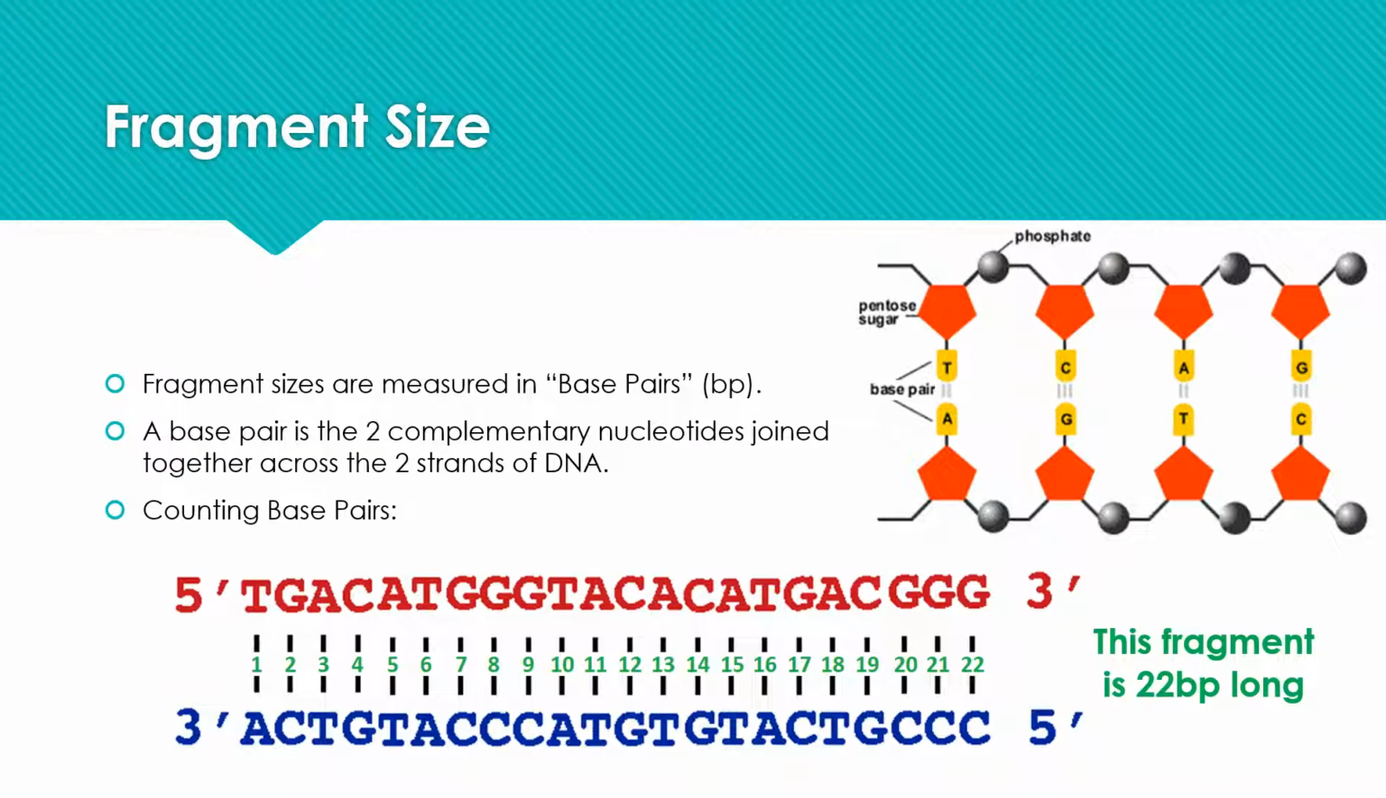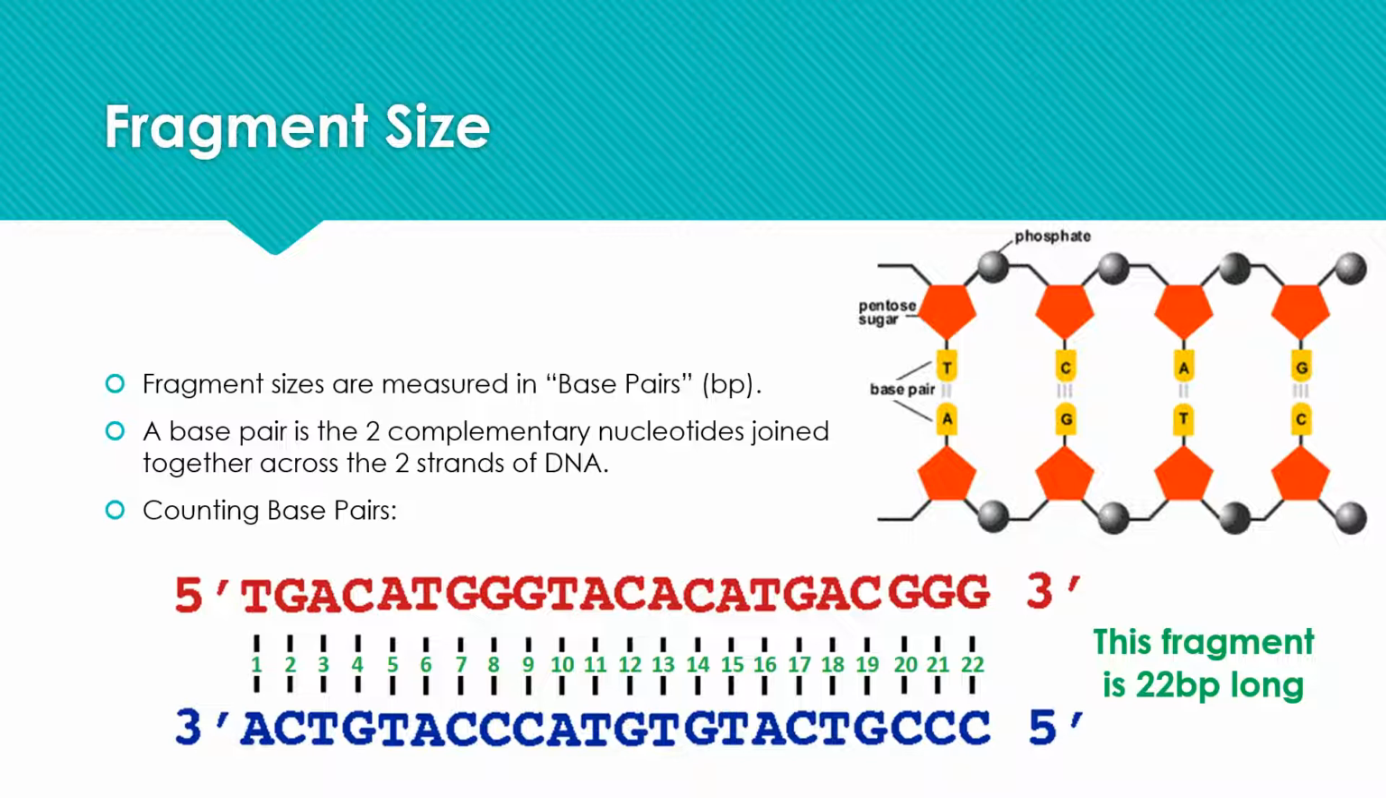With the fragments you get left with, one of the things you often have to work out is how big they are. The way we measure fragment size has to do with counting the number of paired up bases that are there. We call these base pairs, or BP. A base pair is just the 2 complementary nucleotides that are joined together across the 2 strands of DNA. You can see there, I've shown with the green numbers how you would count these. The first T and A, that is 1 pair. Then you go G and C, that's your second. AT, 3, CG, 4, all the way up, in this instance, to 22. So that fragment will be 22 base pairs long.